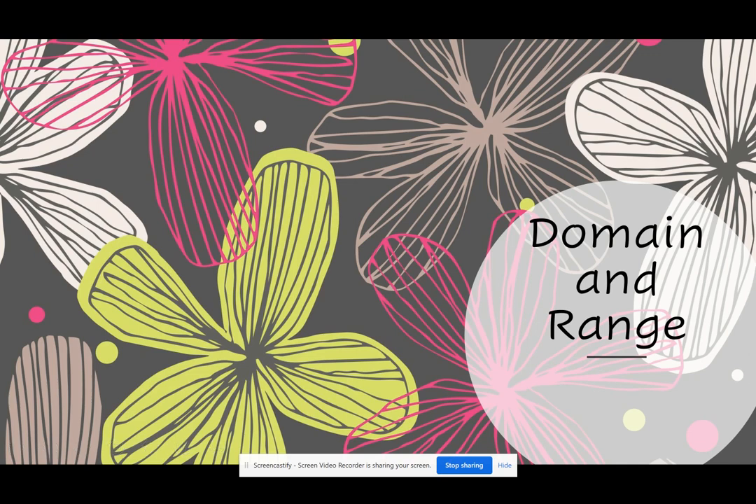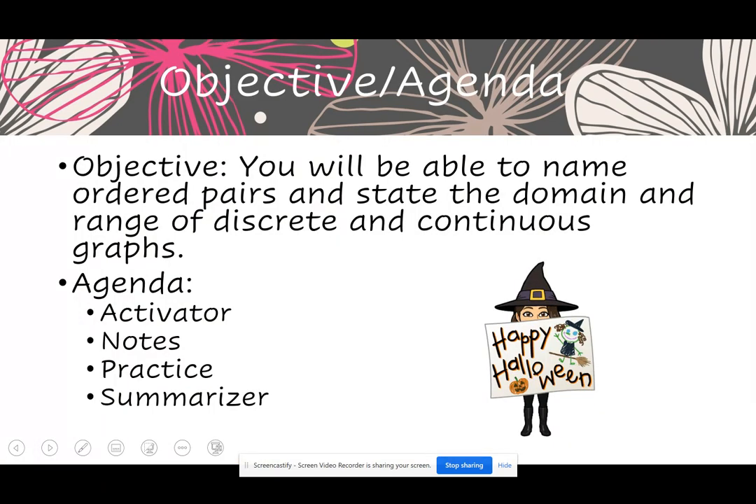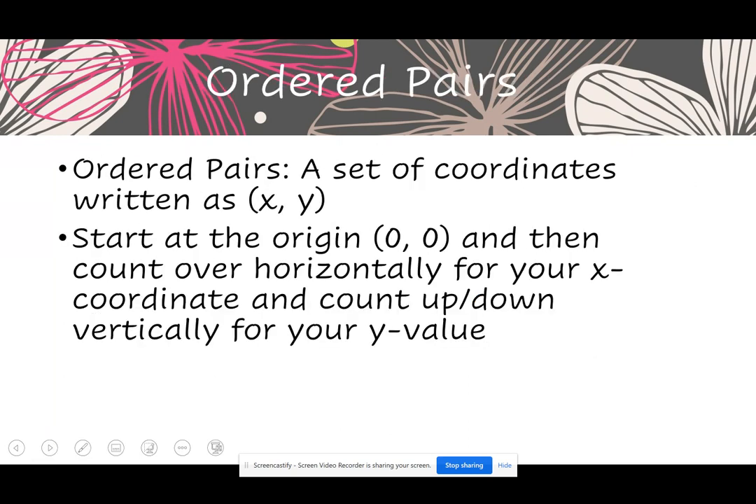So today we're actually starting a new unit. We're moving on to unit 3 now. So we are going to start functions and relations. So in this PowerPoint, we're going to talk a lot about ordered pairs and domain and range. So your objective for today is that you will be able to name ordered pairs and state the domain and range of various discrete and continuous graphs.